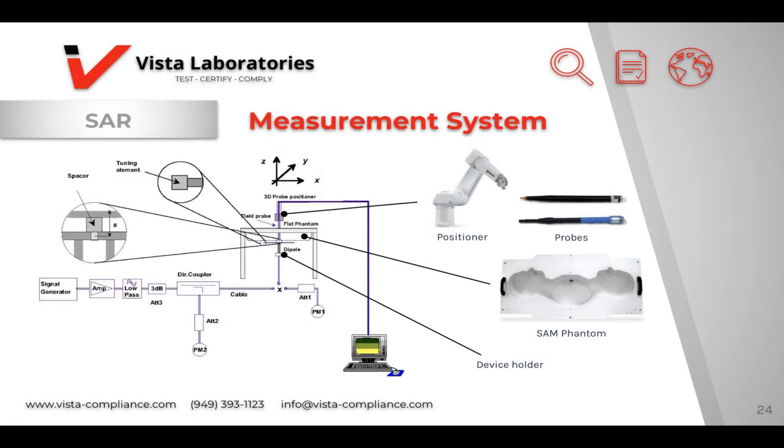So we'll look at the measurement system. There's a positioner with a probe attached which scans the tissue liquid in the phantom. So that's a SAM phantom, which is a specific anthropomorphic mannequin, which is filled with tissue liquid, and then underneath that is a device holder which holds the device that can be adjusted for separation distance. And again, the liquid in the SAM phantom is a special dielectric liquid, equivalent of the human tissue.